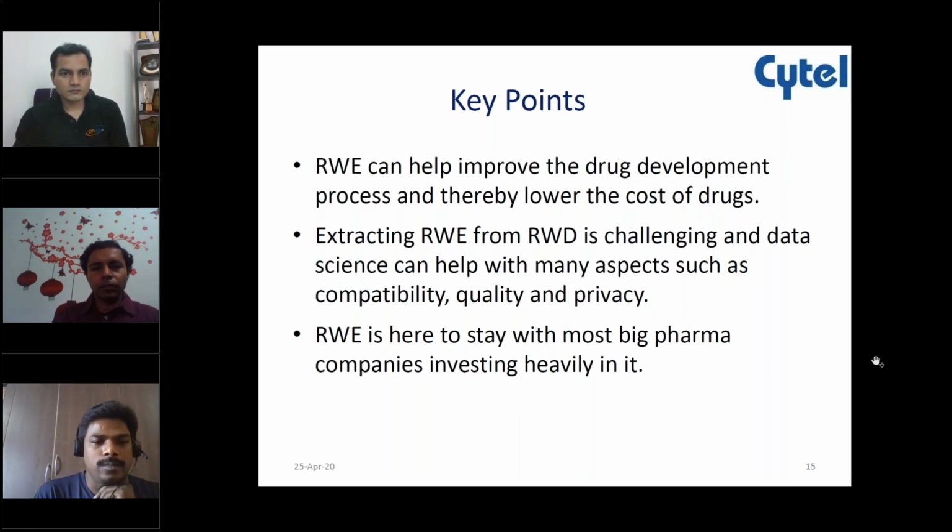Extracting the evidence from the data is challenging, and data science can help with many aspects such as compatibility, quality, privacy. And RWE is here to stay, with most big pharma companies investing heavily in it now. The acquisition by Roche was one such example. There are many other examples.